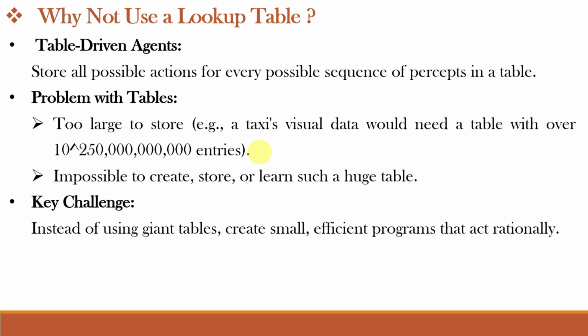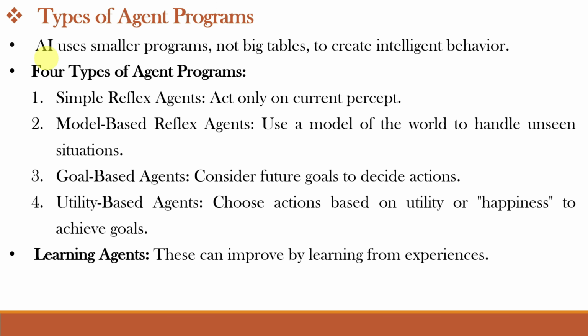Okay. And even the lookup table for chess, which is a tiny well-behaved fragment of the real world, would have at least 10 raised to 150 entries. So in conclusion, these tables are too big to store and it is impossible to create or learn all the entries. So the better idea is to use small, smart programs to decide actions, right? So the important point to remember is that artificial intelligence uses smaller programs, not big tables, to create intelligent behavior.